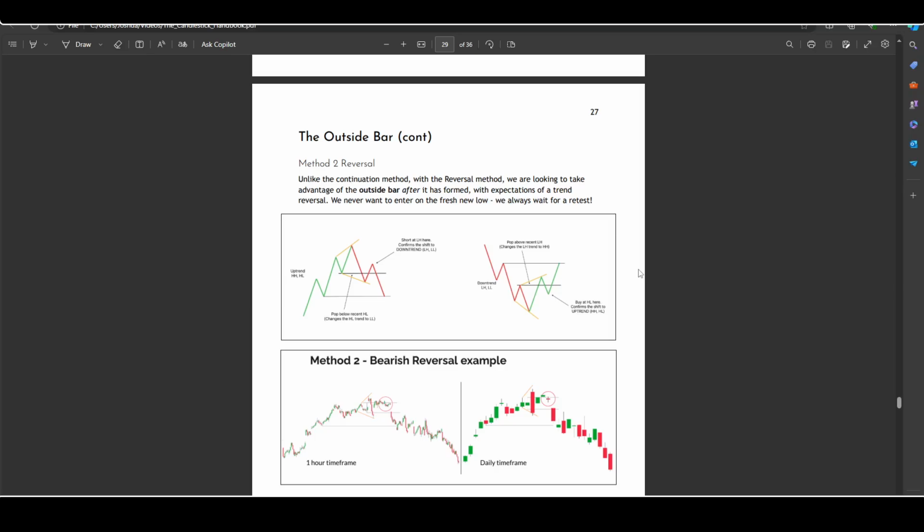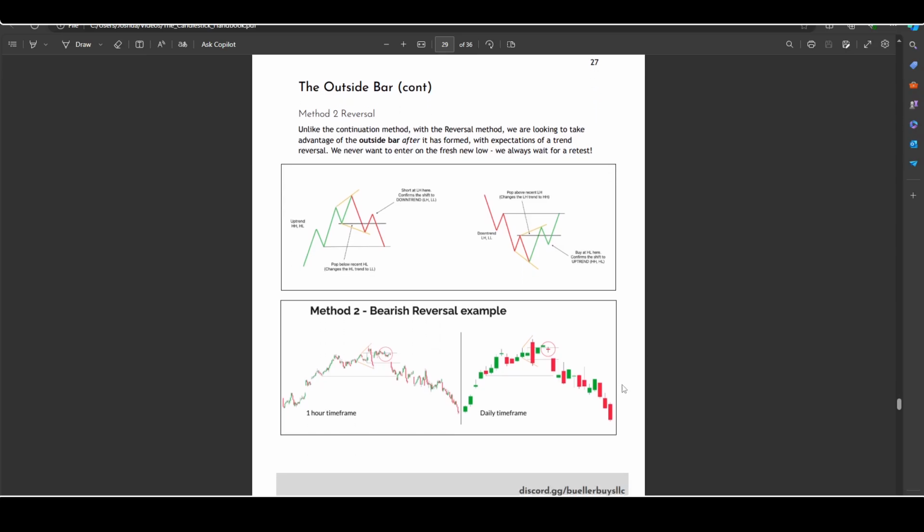Unlike the continuation method, with the reversal method, we are looking to take advantage of the outside bar after it has formed, with expectations of a trend reversal. We never want to enter on the fresh new low. We always wait for a retest. You can see very, very good, clear examples here. Did a really good job getting these.